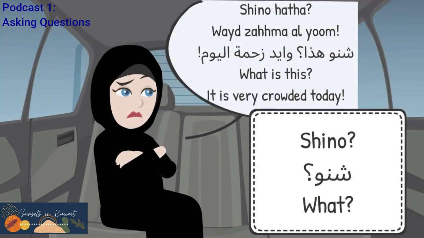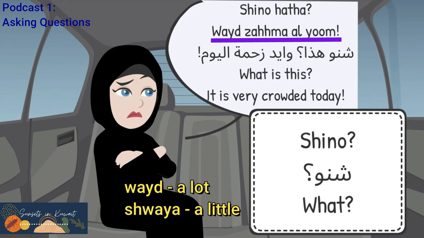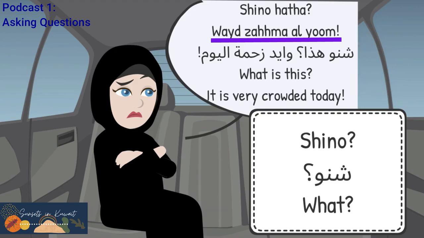Okay, so if you're out and about in Kuwait and you're in the car and you notice it's very crowded, you can say شنو هذا. This is a very typical expression in Kuwait. شنو هذا? What is this? We always wonder, شنو هذا? You can ask that if you're asking what is this, or if you're complaining: I told her blah blah blah, but شنو هذا? She didn't do it like that. And then وايد means a lot, شوية is a little. وايد زحمة اليوم. Today is very crowded.